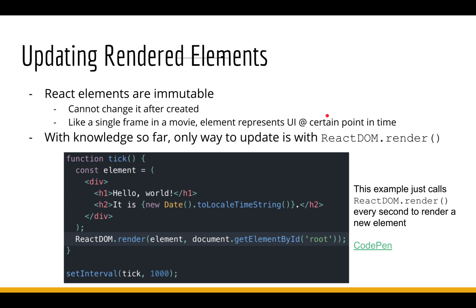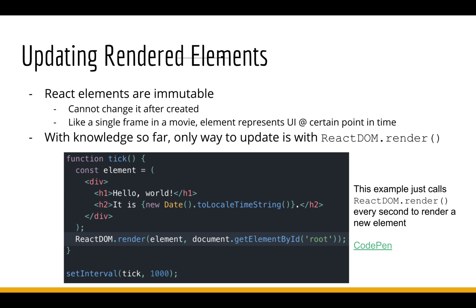So, updating rendered elements. At this point in time, let's use the knowledge that we have to figure out how we would update something on our DOM. Before we can do that, you need to know that React elements are immutable. What that means is that after you create a React element, you cannot change it. An analogy from the React documentation is that a React element is like a single frame in a movie. An element represents the UI at a certain point in time. But once you create it, you can't go back.